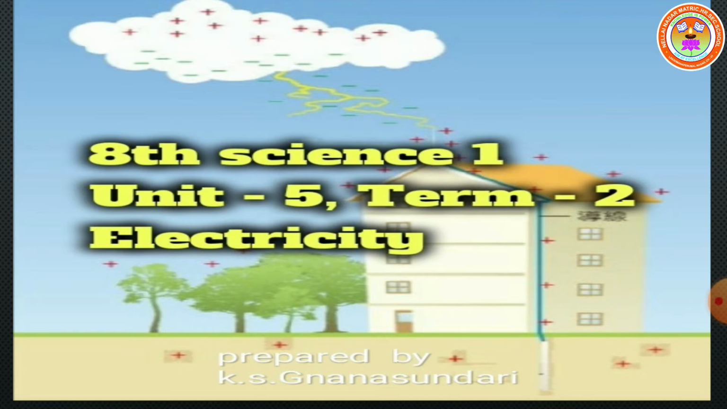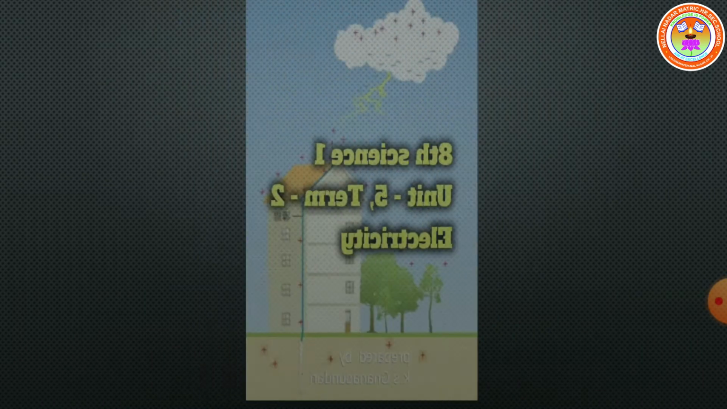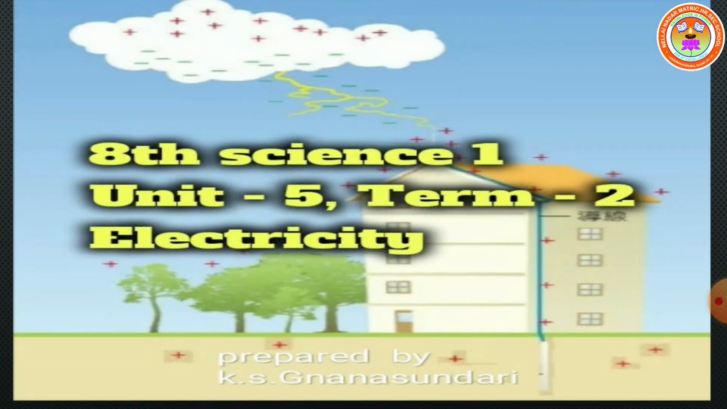In the previous class we discussed introduction, atom, charges, transfer of charges by friction, transfer by conduction, transfer by induction, and flow of charges. Today in class we are going to discuss the electroscope, the gold leaf electroscope.